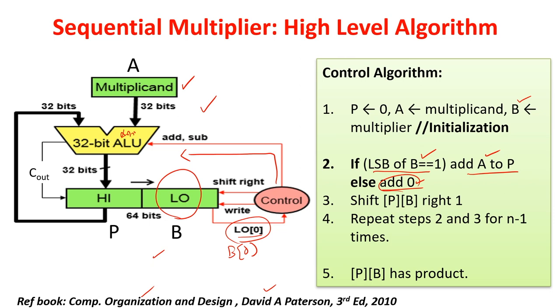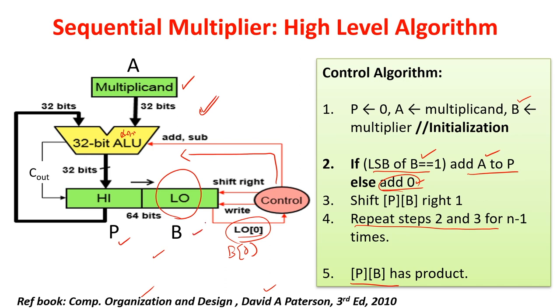This particular design can be used for both encodings, but for a very basic sequential algorithm we require only add, while for both we require add and subtract. For the basic sequential algorithm, repeat steps 2 and 3 for n minus 1 times. Here n is the number of bits, in this case 32, but we can go for any number, 8, 16 or whatever we want. Finally, the product gets stored in P and B.